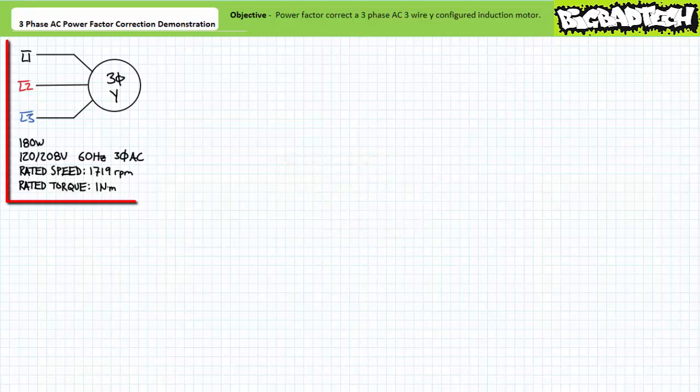For today's exercise, we'll make use of a 180-watt, three-phase AC, Y-configured squirrel cage induction motor intended to operate in a 60 Hz, 120/208-volt light industrial three-phase AC system. At the rated conditions, this motor will produce 1 Nm of torque and rotate at 1,719 RPM. Let's first examine this motor's electrical performance in the non-power factor corrected scenario.